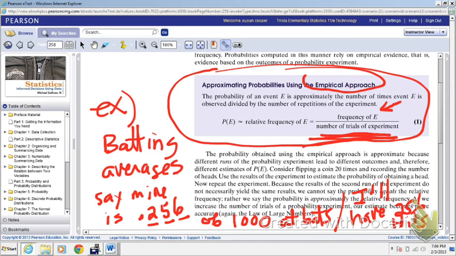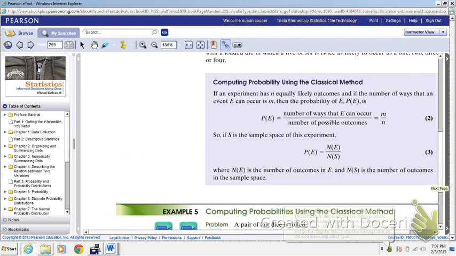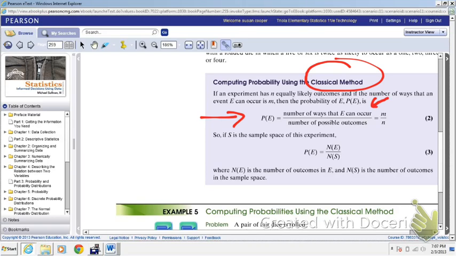Okay, so just bear in mind, the empirical approach is based on past events, and with the classical approach you're counting the number of successes divided by the total number of outcomes. Let's take a look at that, which we'll be doing most of the time for this course. So here, compute probability using the classical method. The probability of E is the number of ways event E can occur divided by the number of possible outcomes. More formally written like that.